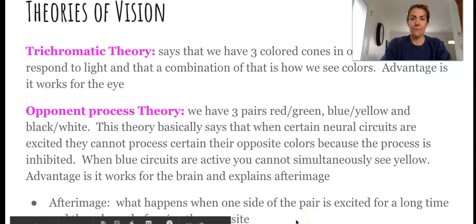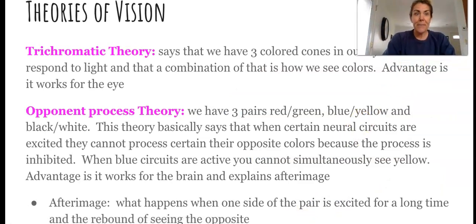Okay. All right, theories of vision. There's the trichromatic, the three. That basically says you have these three colored cones in the eyes and that they respond to light. And then that combination is how we see colors, okay? So the advantage there is it works for the eye really well.